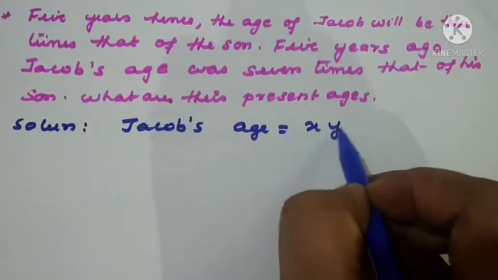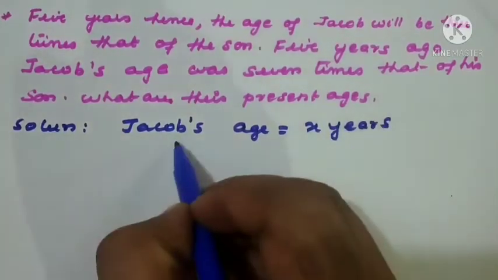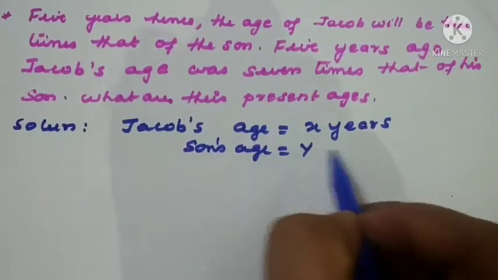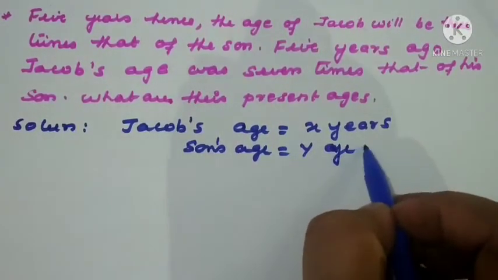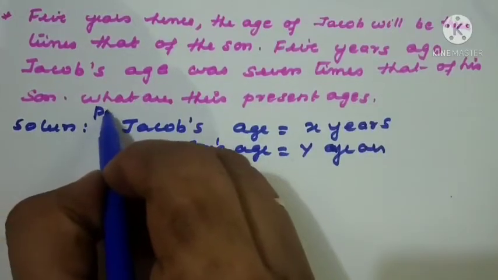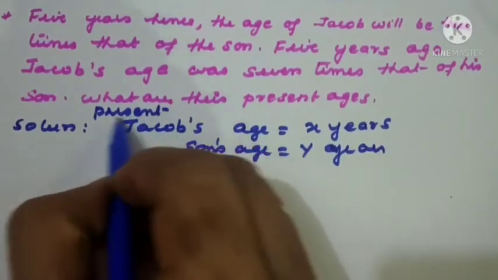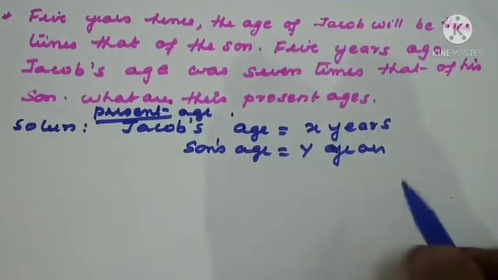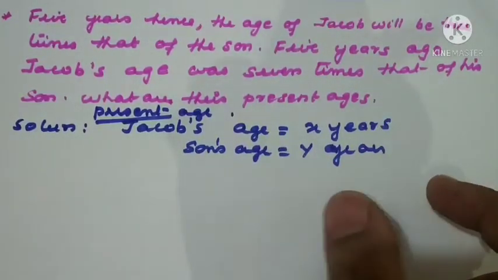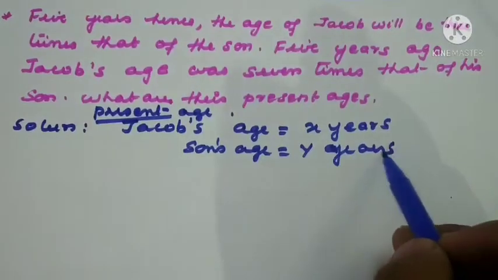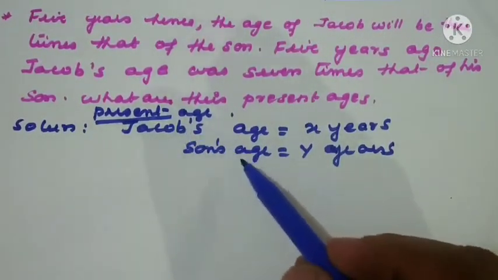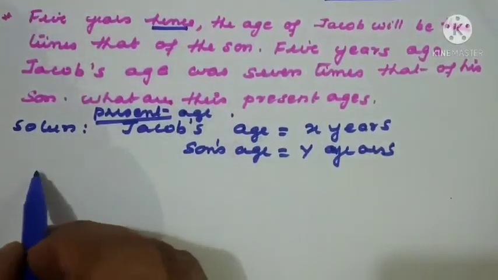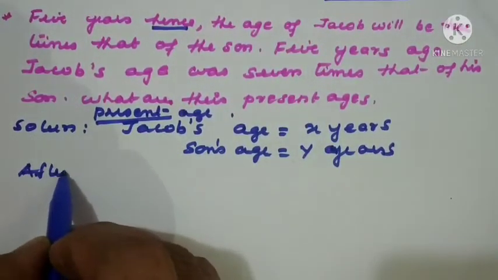x years. So here one point I want to tell: 3 cases will come here. First, present age will be considered, so this heading will be present age, right? We must know the assumed ages are present ages only. So x years and y years respectively for Jacob and son. Now 5 years hence. So after 5 years is the next heading.